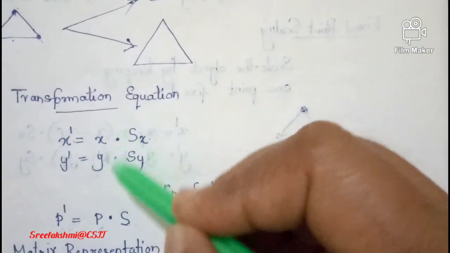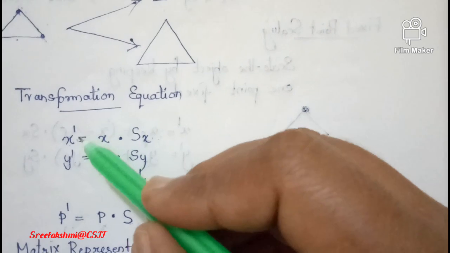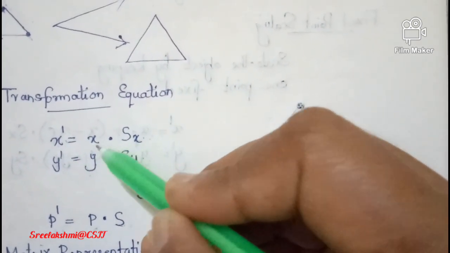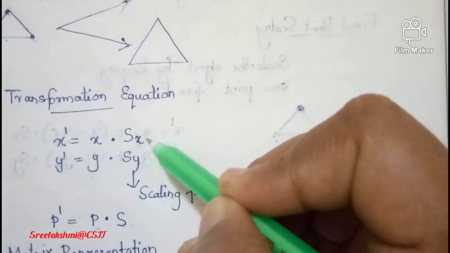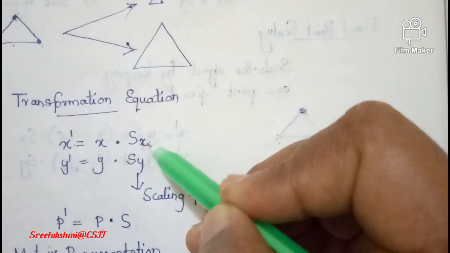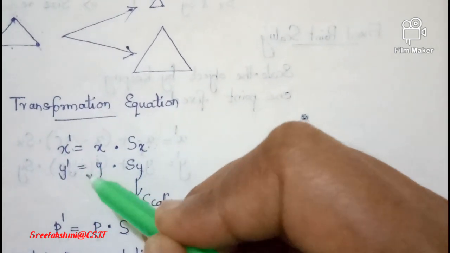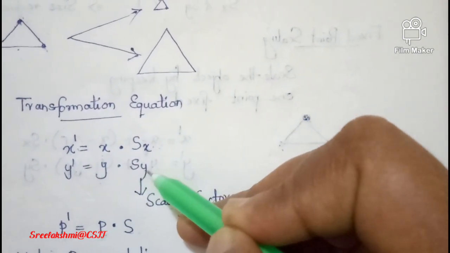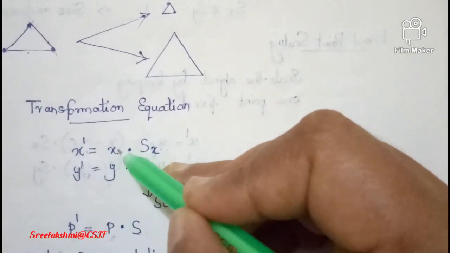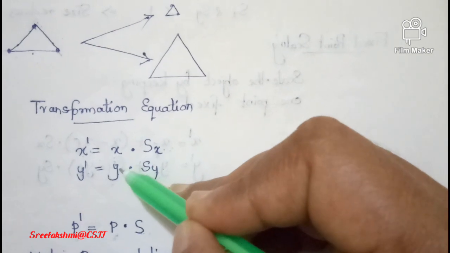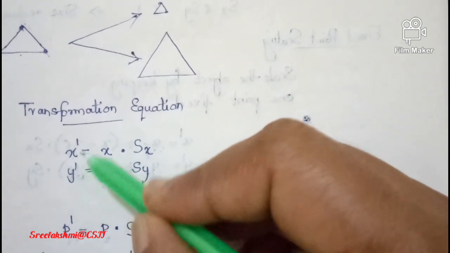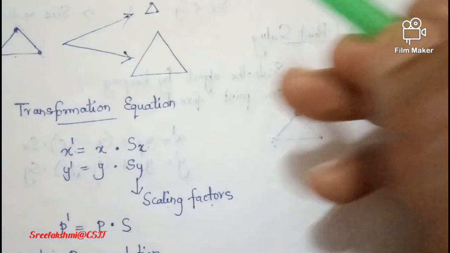These are scaling transformation equations. The equation says x dash can be obtained by multiplying x and sx. That is, x dash is equal to x into sx. Similarly, y dash is equal to y into sy. x and y are the xy coordinates of the current point. x dash and y dash are the xy coordinates of the scaled point.